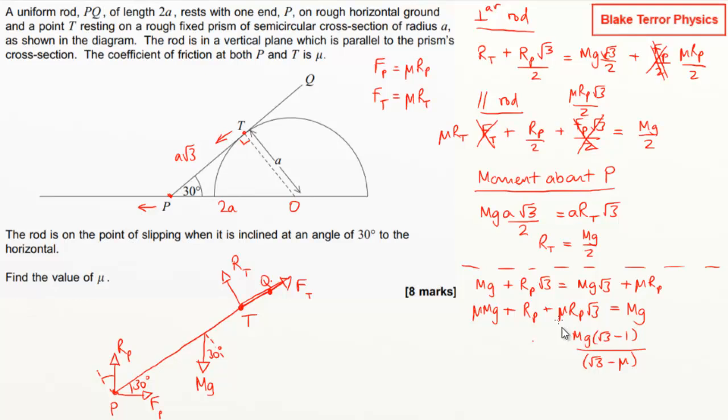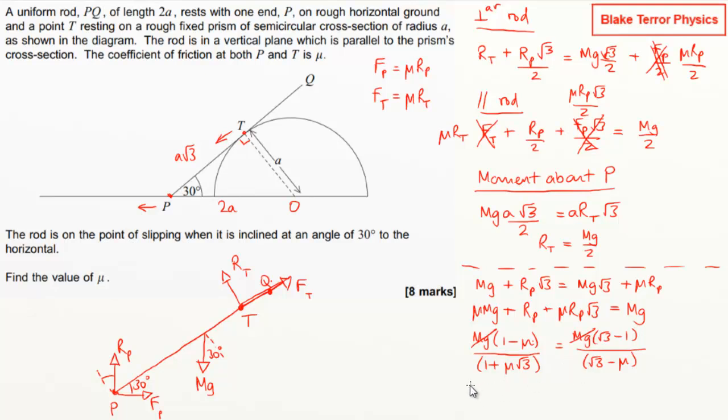So that's one expression for RP. And from the second equation, we're going to have mg 1 minus mu, and then we're going to have to divide by 1 plus mu root 3. So that's made RP the subject of each one, and then we've equated them. So wonderfully, we can then cancel our mg on each one of them, and now we just got to cross multiply these and turn it into a quadratic.